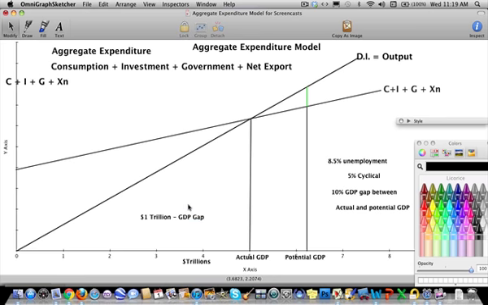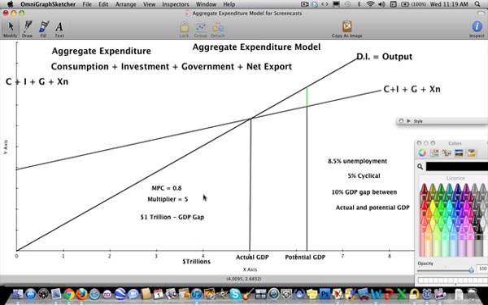Now, in order to bridge that gap, we need, as we said, to increase aggregate expenditure, aggregate spending. Let's also assume that our marginal propensity to consume is 0.8, right? This means that every dollar that you get, you will spend 80 cents and you will save 20 cents. If the marginal propensity to consume is 0.8, we know that the multiplier is going to equal 5. And you can revisit your other video in order to understand how I got that.